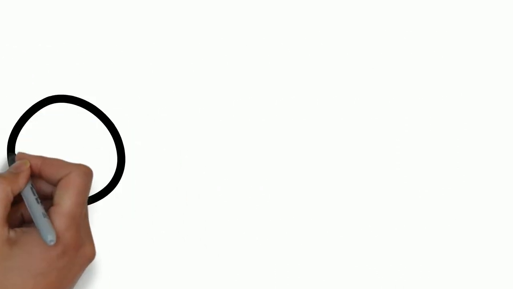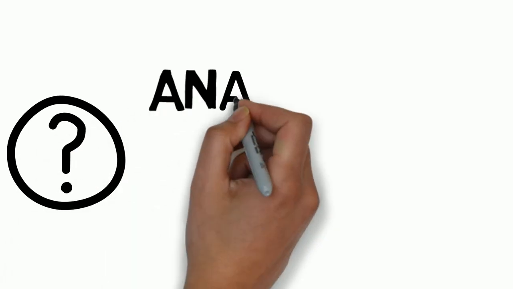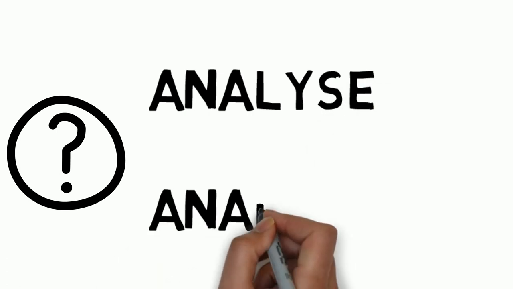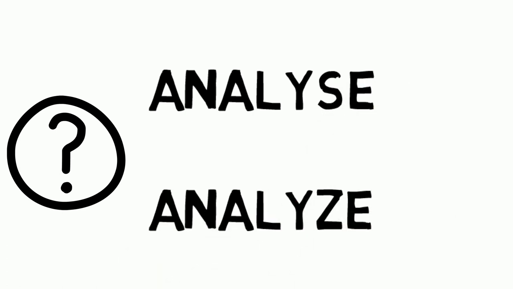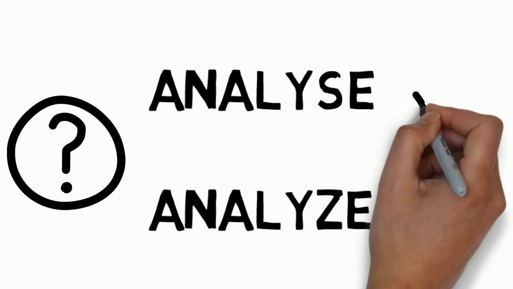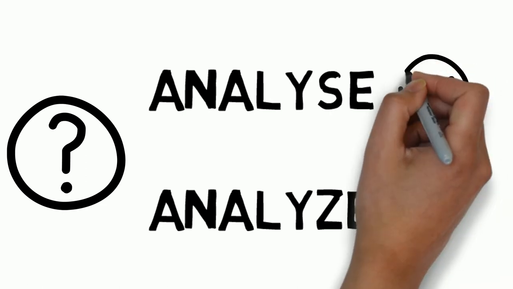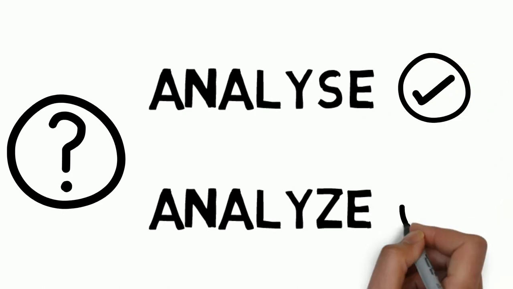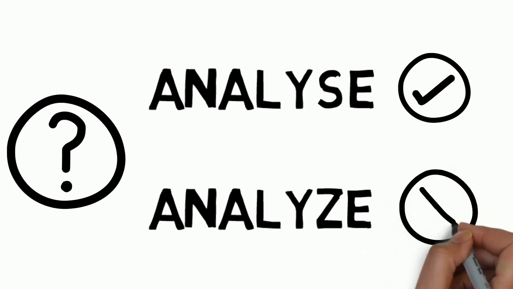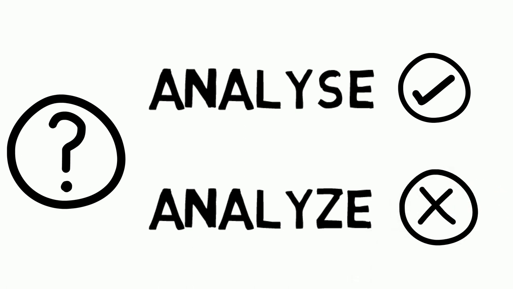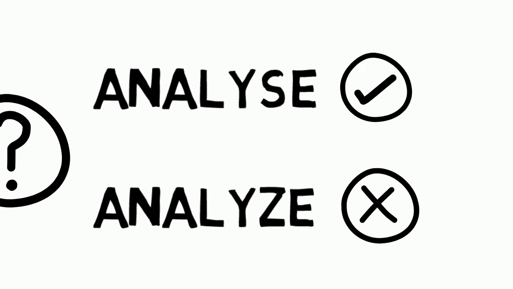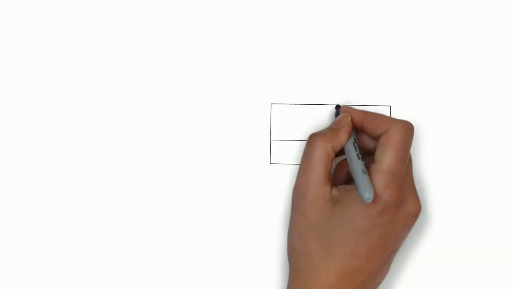Okay, next one. This is another interesting and very common one. Analyse. How do you say it properly in British English? Yes, it's with S-E and it's not with Z-E. For proper British amazing English. And, you know, things like realise and so on. All those great words which use the S-E.